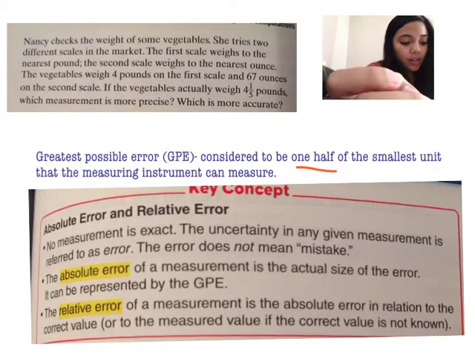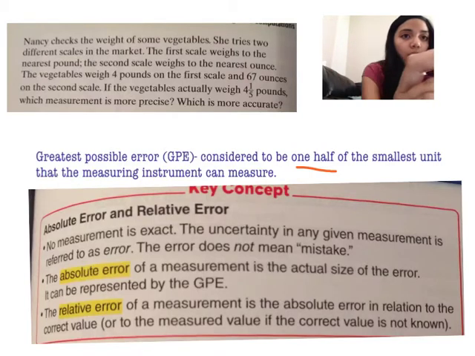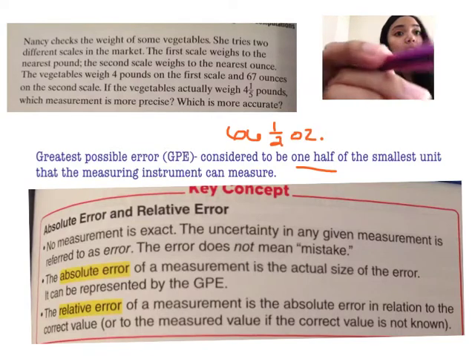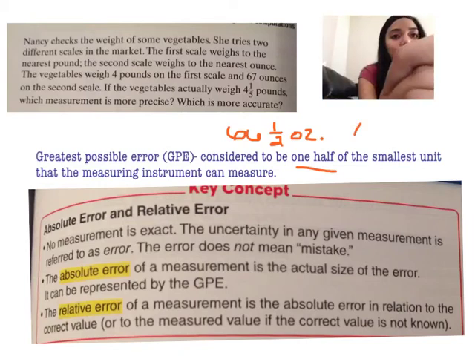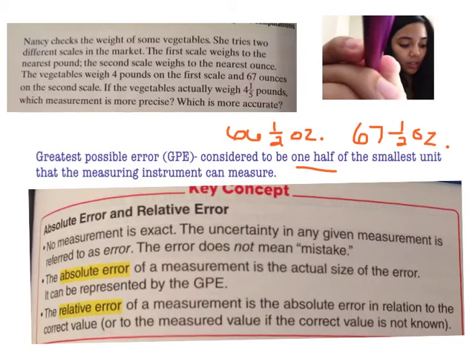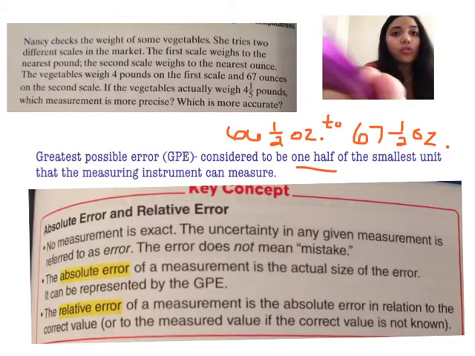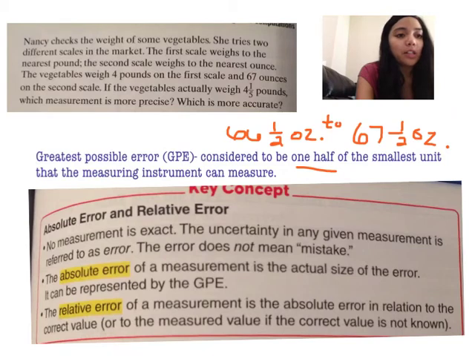So that means that if it is 67 ounces on the second scale, the GPE of her measurement is 1/2 ounce. So that means it could be 67 minus 1/2, which is 66.5 ounces, or 67 plus 1/2, which is 67.5 ounces. So that means that the vegetables could weigh from 66.5 ounces to 67.5 ounces. That's all that means. That's how you find the GPE, greatest possible error.